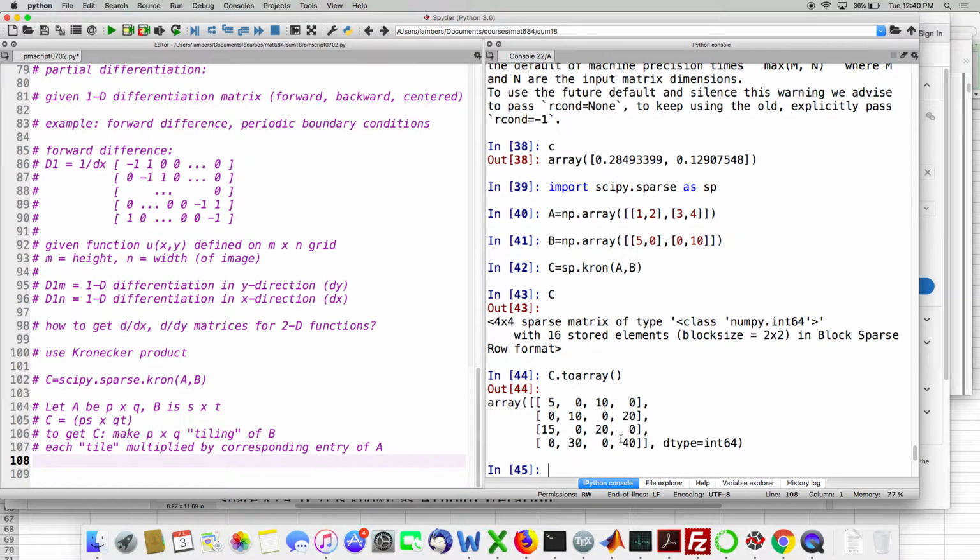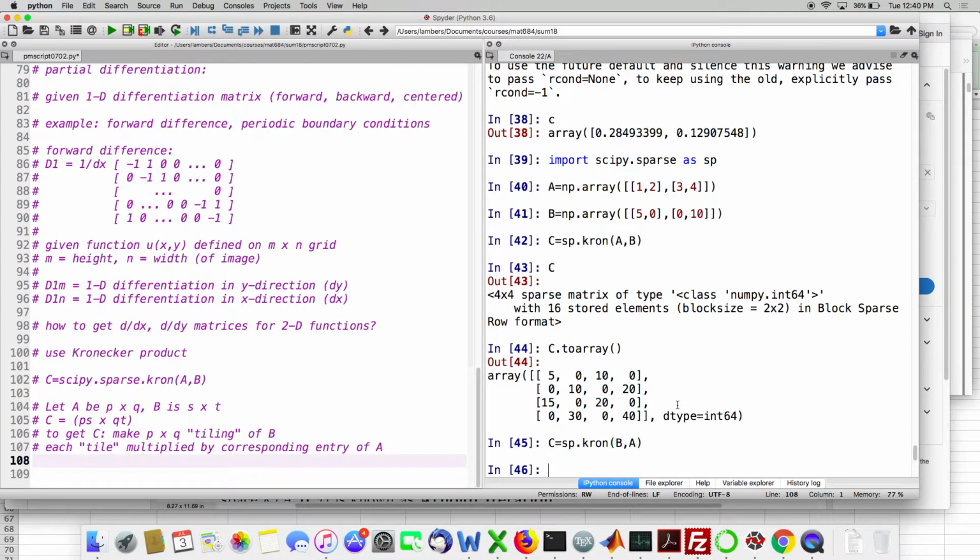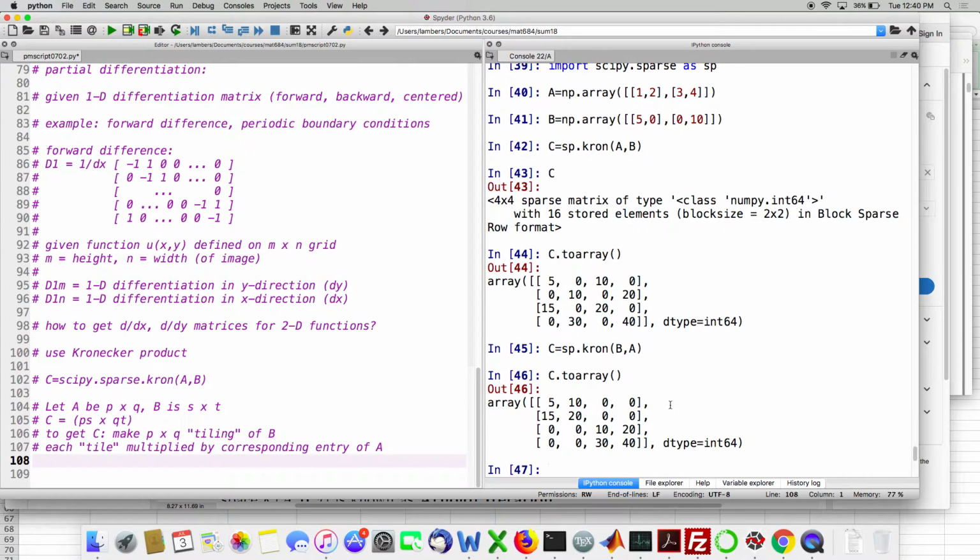Now, suppose I go the other way: kron of B, A. So what this does is, B is a diagonal matrix, so it takes 1, 2, 3, 4, tiles it, and then multiplies the tiles by 5, 0, 0, 10. If you look at the two of these and see the difference between them, it gives you an idea as to how the Kronecker product behaves.